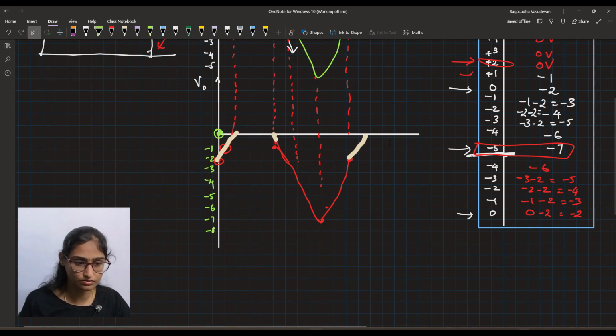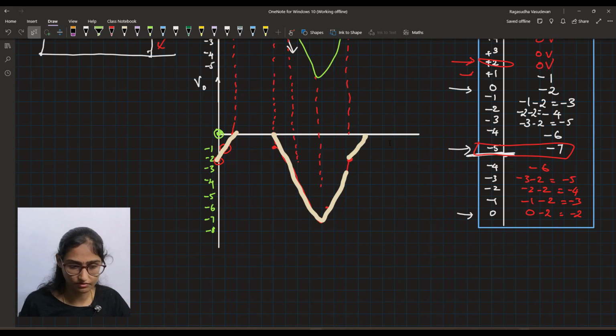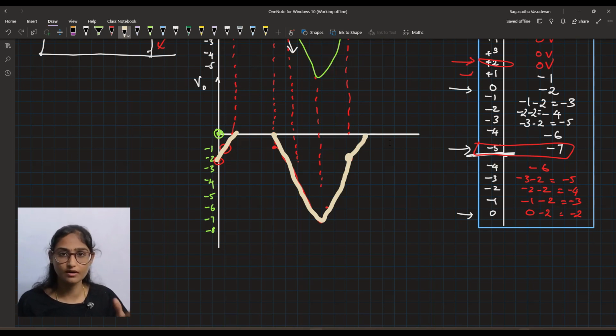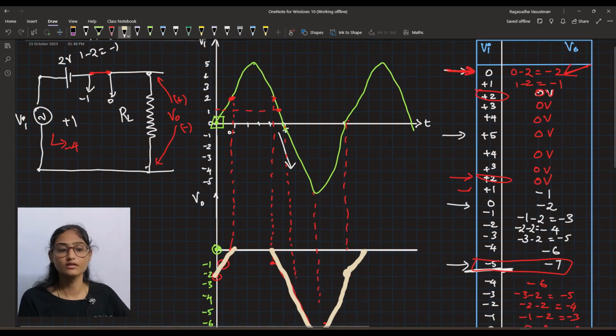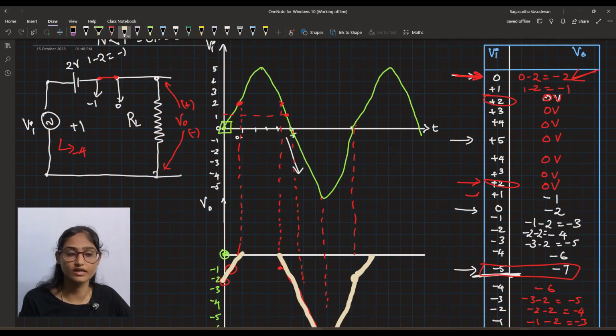It will start from minus 2, then it will go to a negative maximum of minus 7, then it will stop at minus 2 for one cycle. Later, the next cycle starts from 0 to plus 2, the diode will be conducting, and hence you will get the output voltage like this. Okay, so this is how the diode will behave.